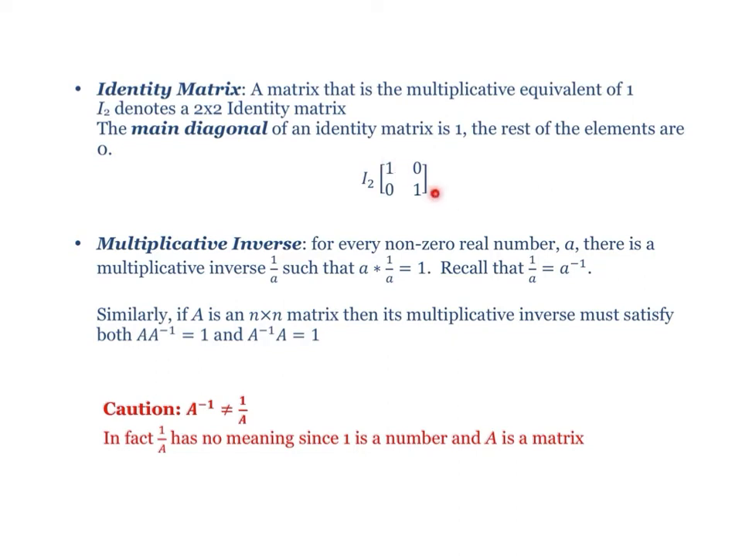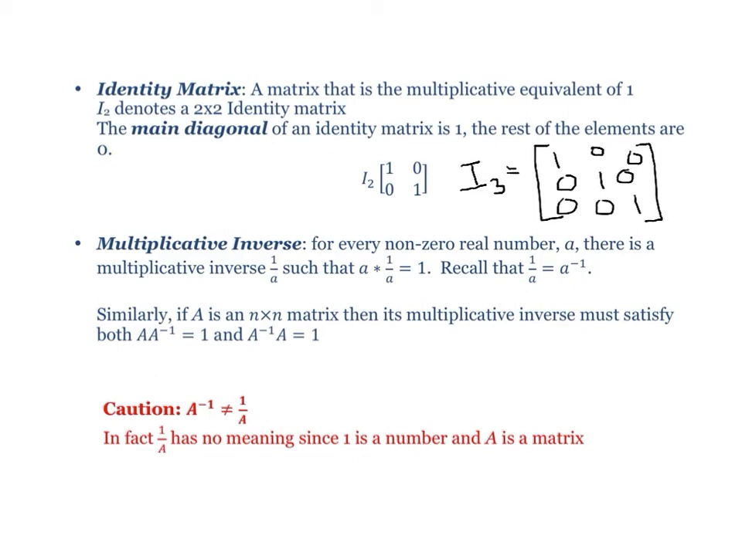Identity matrices have a main diagonal that's 1. Everything else is 0. So if I had one that was, say, I sub 3, it would be a 3 by 3 matrix. The main diagonal would be 1. The rest of the elements would be 0.